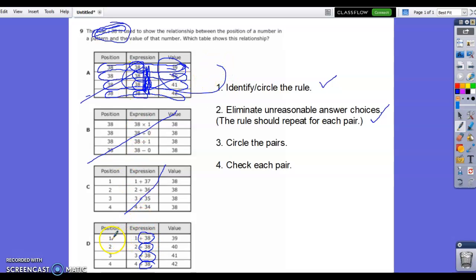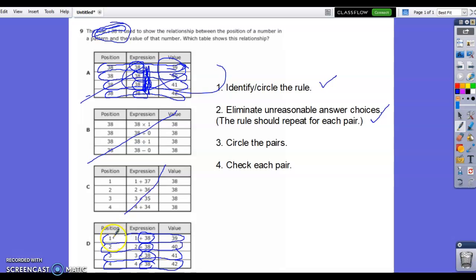So for this one, we would check first, circle our pairs. You really don't want to skip this step because you need students to be able to see the pairs that they're actually checking. A lot of times students look for the pattern going down the table instead of actually looking at the rule going across the table.